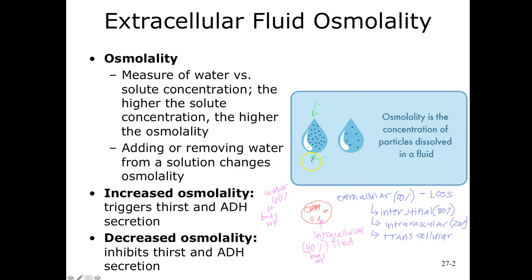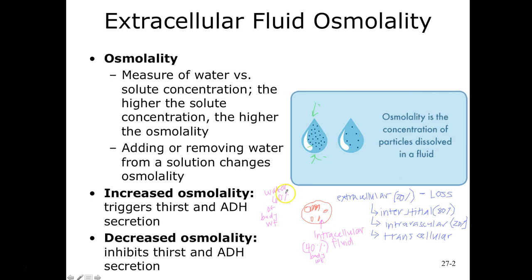And how are we going to lose fluid from this area? It is going to be through your urine, through evaporation. So like if you go and work out and you sweat, that sweat is evaporating off of your body. It could be from your respiratory passages as well, so you have moisture when you breathe out. And then also through your feces.